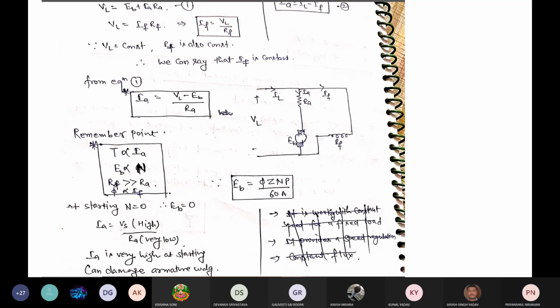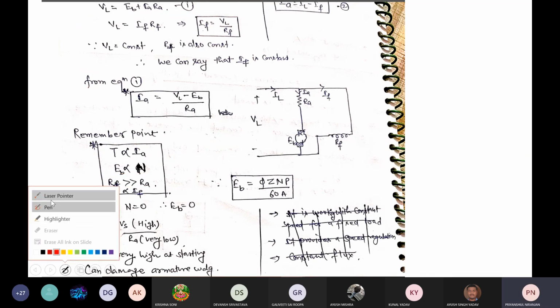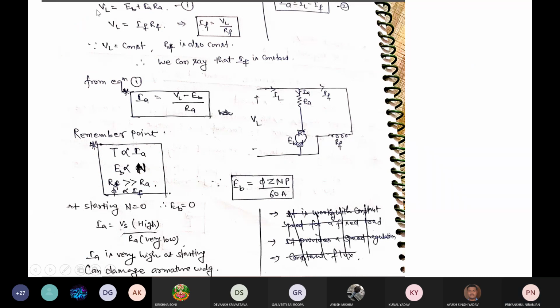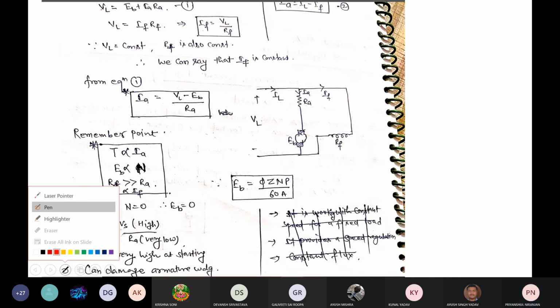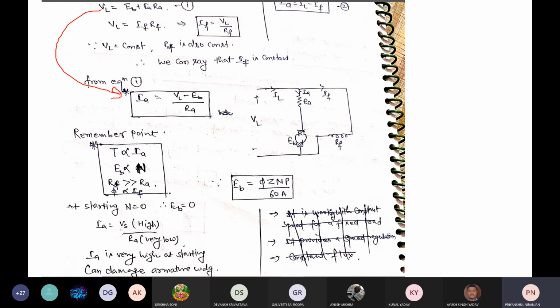My next question is that at starting, IA is much higher. Why? Before asking this question, one second.